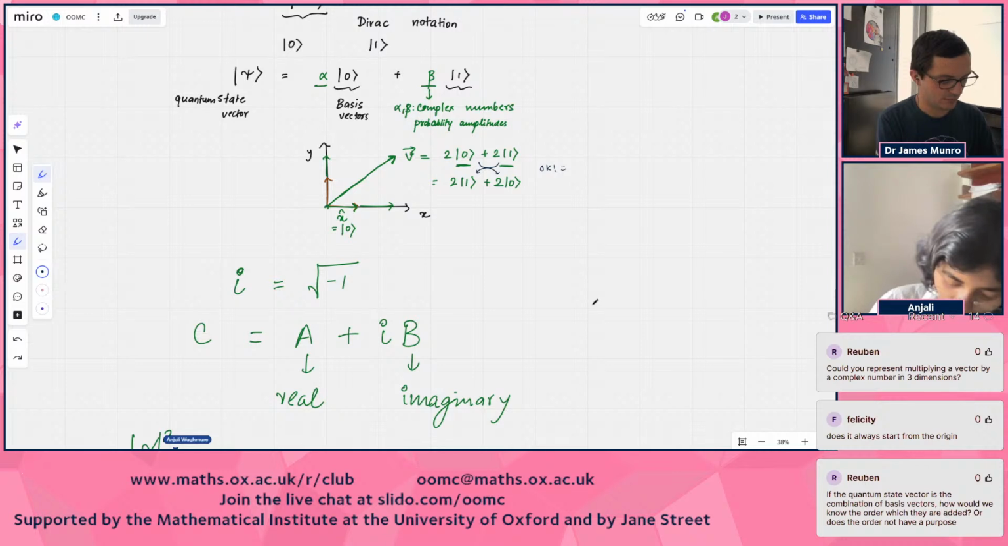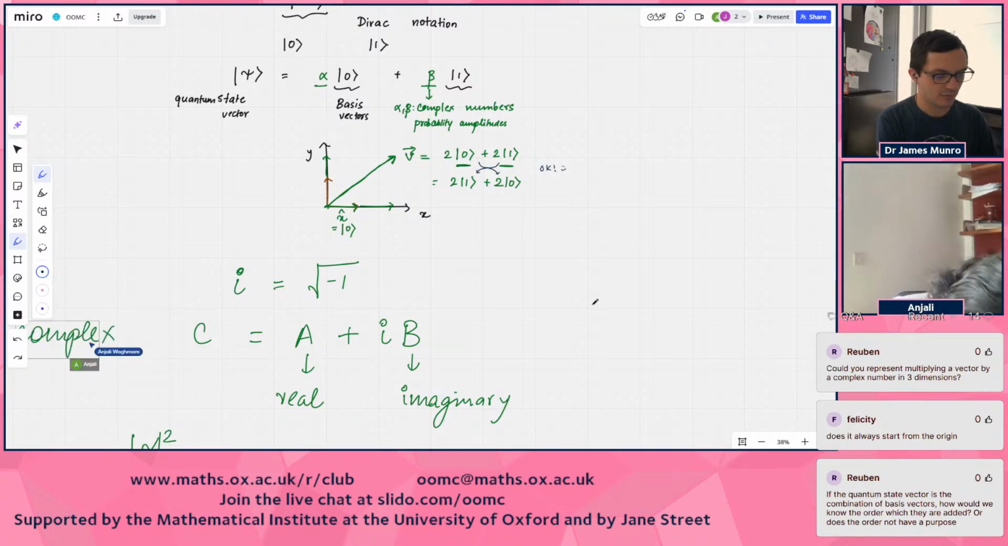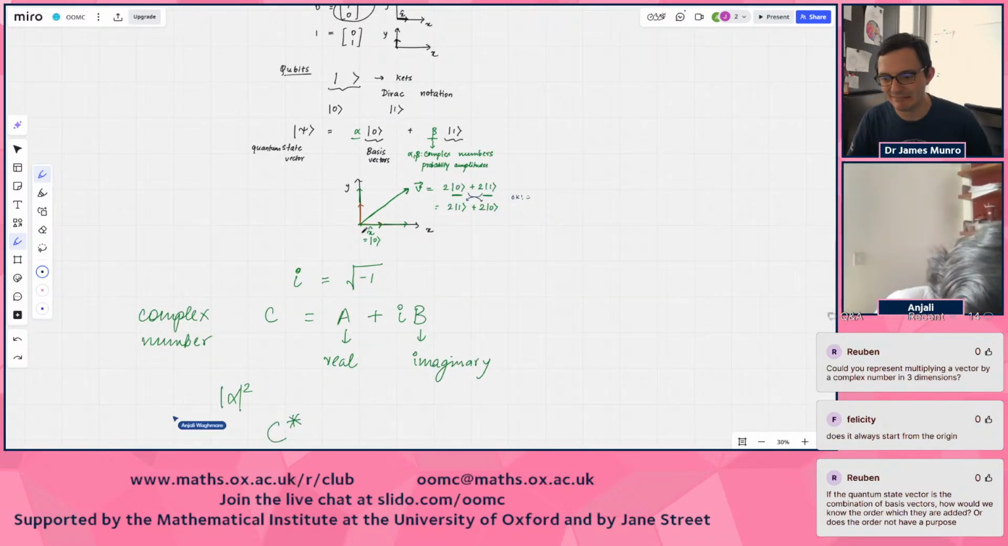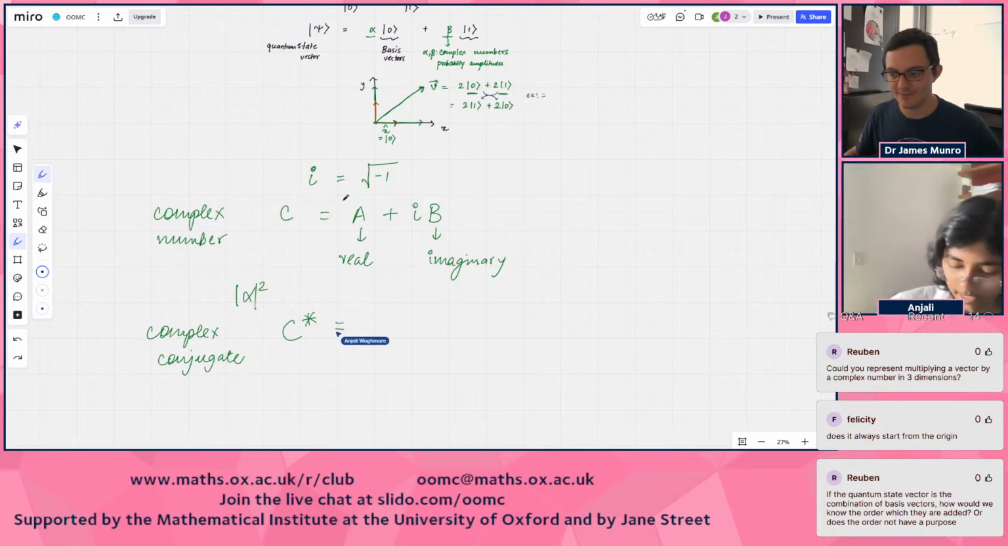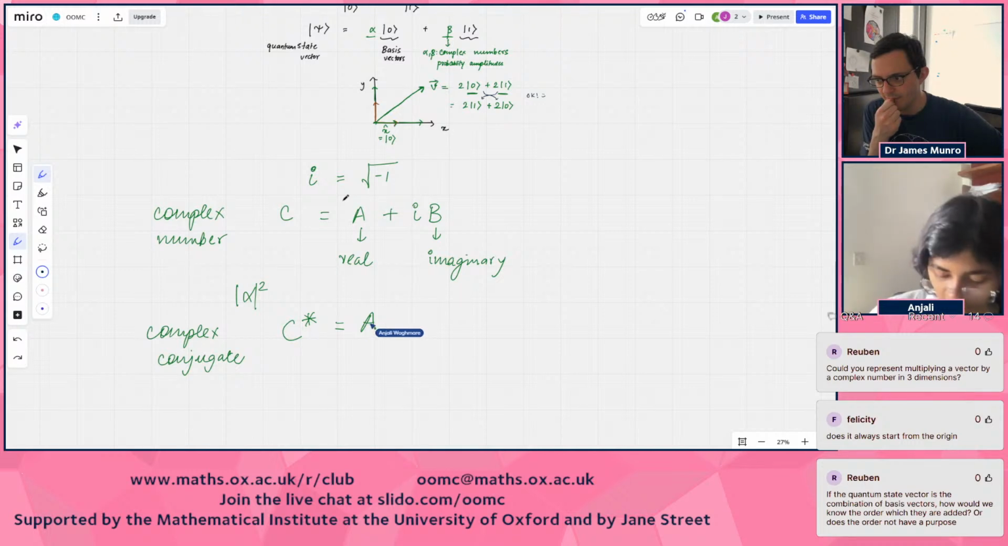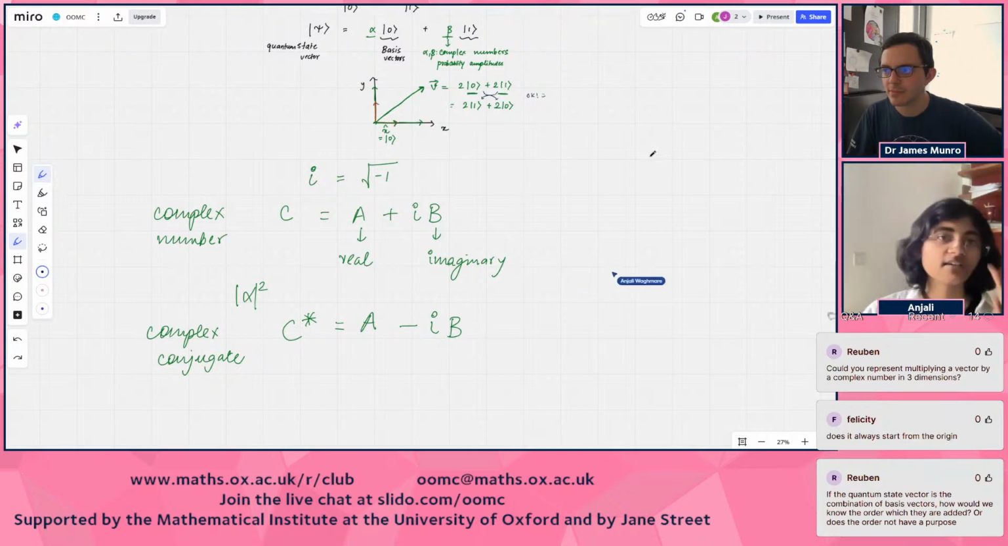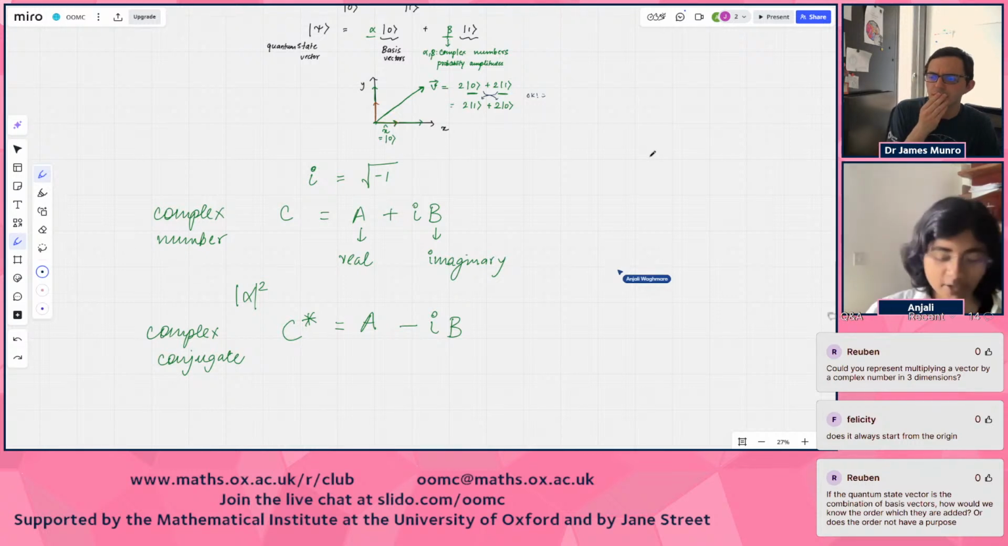So every complex number has a complex conjugate, which is written as C star. So this is the complex number C, and this is the complex conjugate C star, which is where you essentially replace i with a minus i. So A plus iB becomes A minus iB. And C star is the complex conjugate of C. So anytime you have something with a star, it just means i goes to minus i.